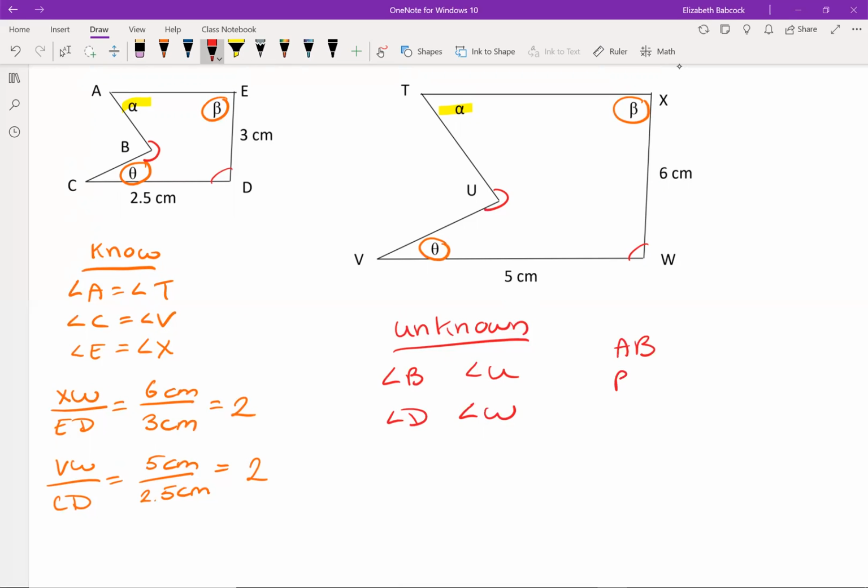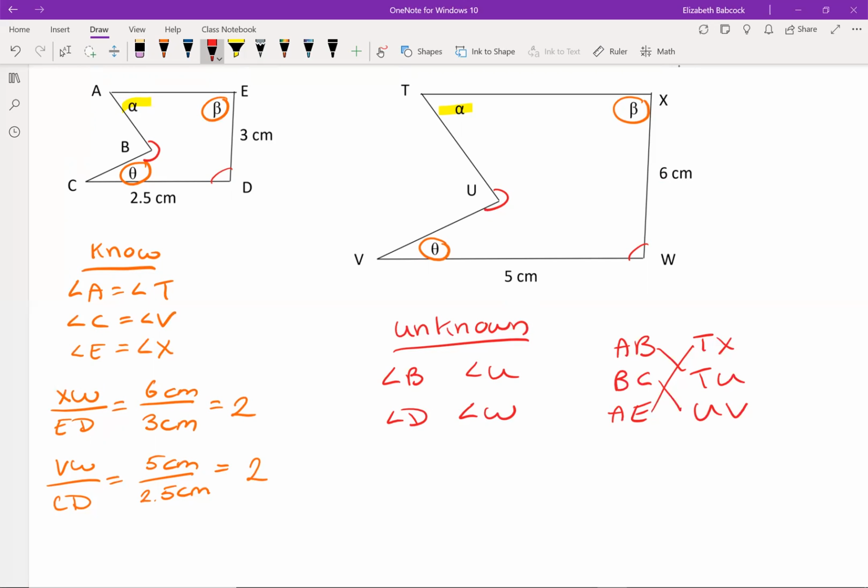We also don't know how long side AB is. We don't know how long side BC is, and we don't know how long side AE is. We also don't know the corresponding sides in the other pentagon as well. So we don't know TX. We don't know TU, and we don't know UV. Okay, so when we're looking at corresponding, BC would go with UV, AB with TU, and AE with TX. Okay, that just means that they're in the same position on the diagram.